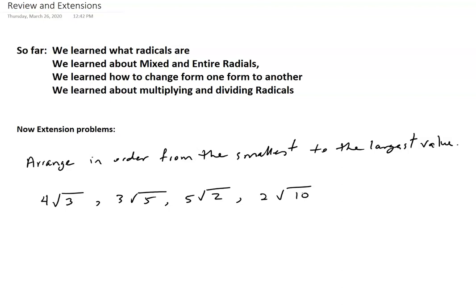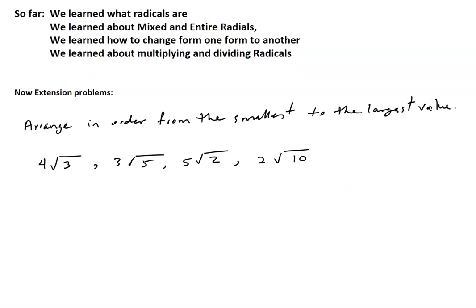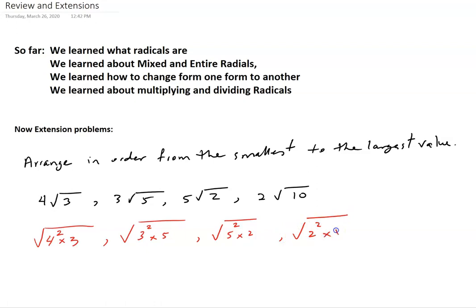fast. So the best way to do this is to change all of these mixed radicals to entire radicals. So for each one of them, you go through and change them into an entire radical. So this will be 4 squared times 3. This would be 3 squared times 5. The other one will be 5 squared times 2. And the last one will be 2 squared times 10.